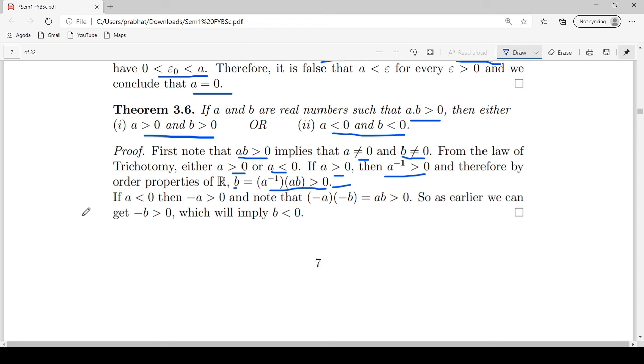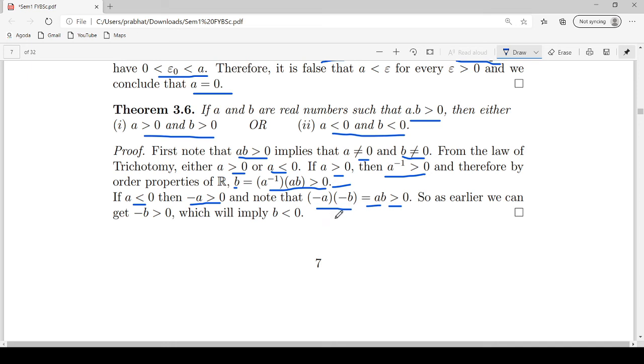Now the next case remains, when A is less than 0. If A is less than 0, the additive inverse of A is greater than 0. And therefore you can say minus A inverse is also greater than 0. Next, observe that minus A into minus B is equal to AB. And AB is given greater than 0. Therefore minus A into minus B is also greater than 0. Now minus A inverse is greater than 0.